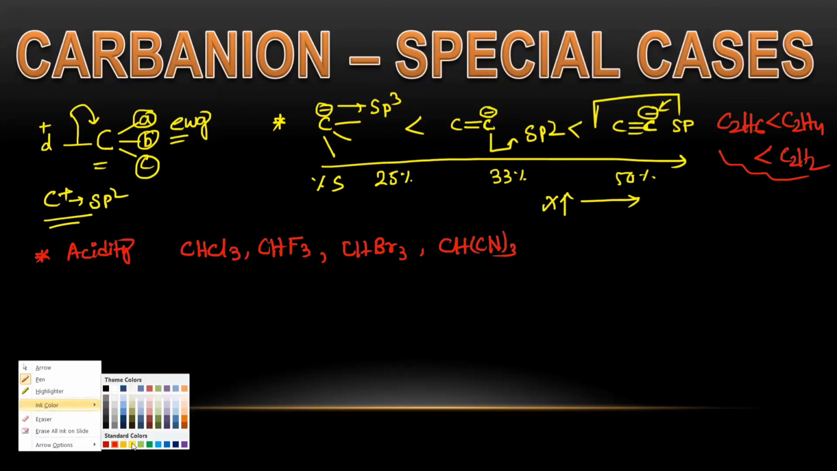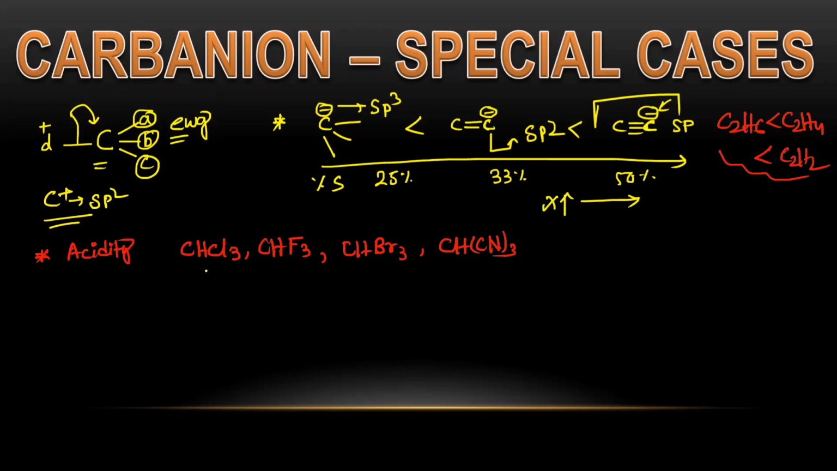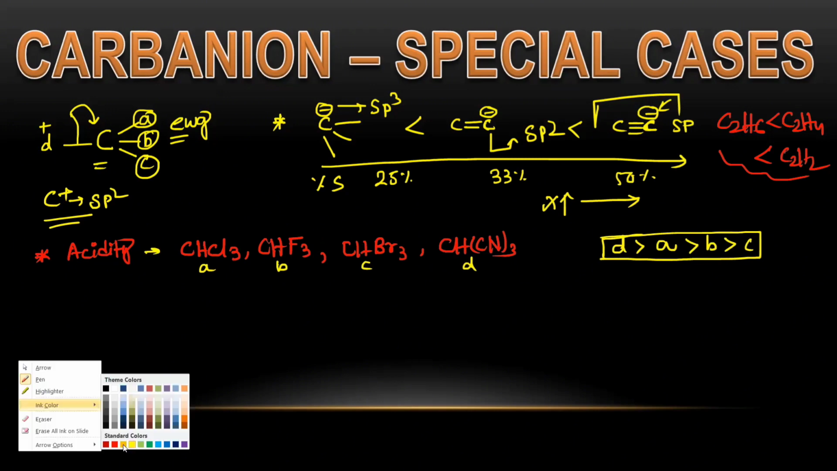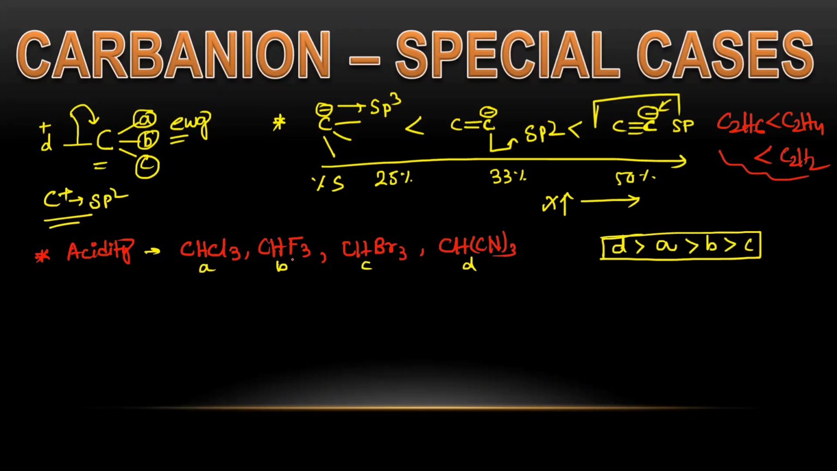First try yourself. So here the order will be, if we put A, B, C, D, then the order will be D, A, B, C. These are typical problems, very basic questions about these things you know, and these are very easy. I am trying to make you familiar with these typical problems where you can be confused. Okay, so how to explain this order? First let's draw the conjugate bases of these.